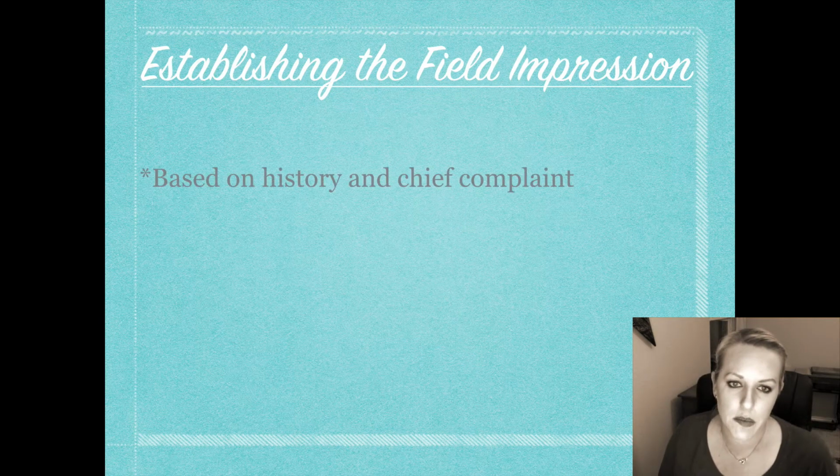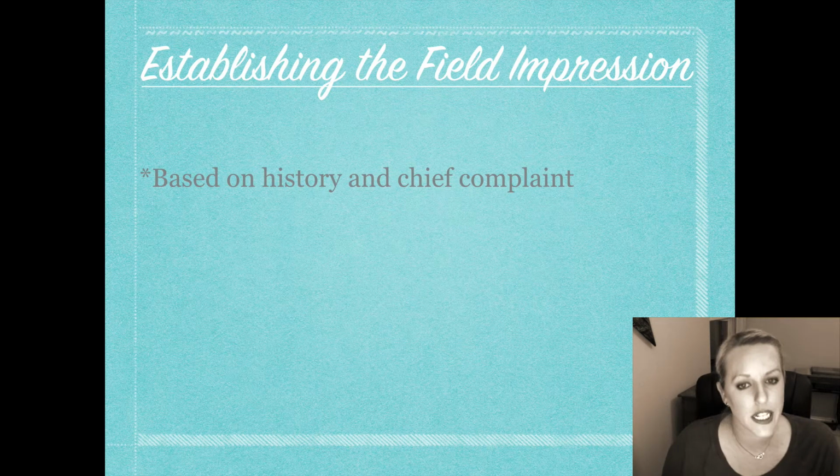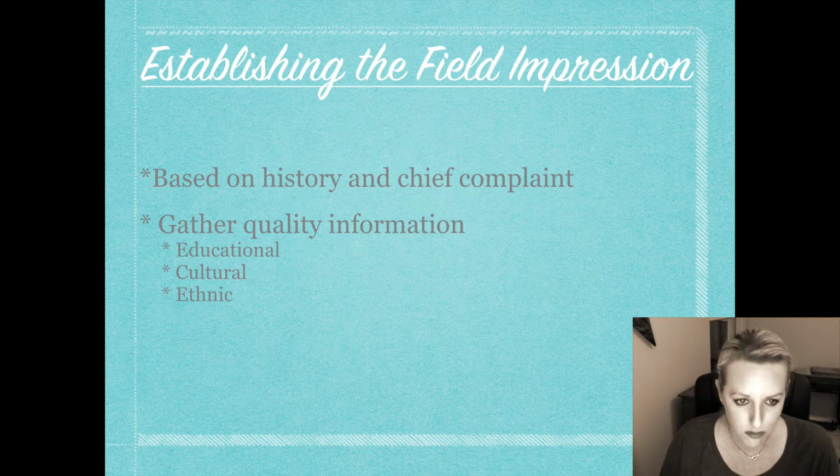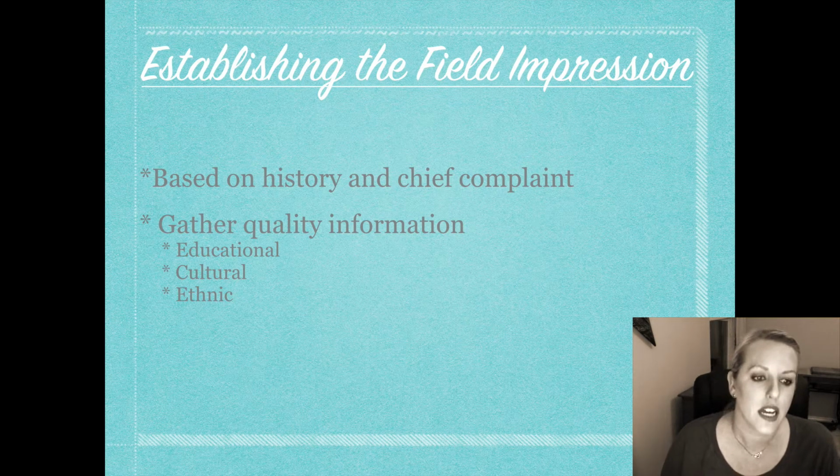So, establishing the field impression. This is based on our history and chief complaint. This is when we put all of this together and get our field impression. We need to gather this quality information, such as their educational background, their cultural background, their ethnic background. Cultural being religion. Some religions have different medical practices that they will and won't do. Their ethnic background may matter because one ethnicity may be more prone to a certain disease than others.